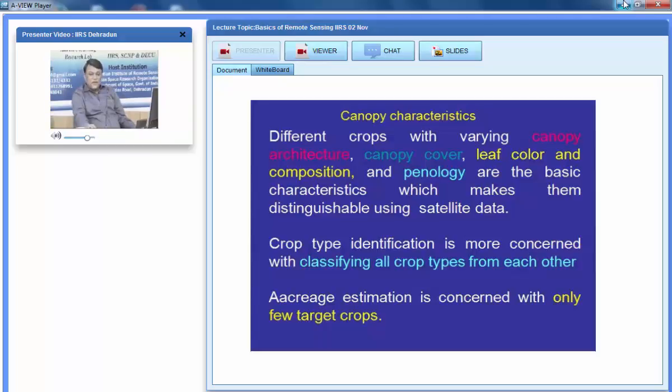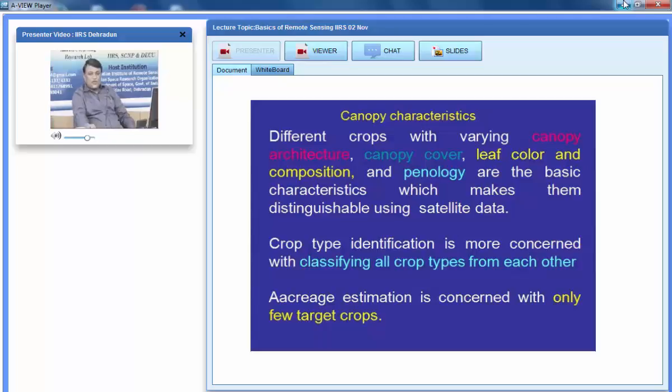Sometimes you will find equivalent growth stages of different crops, which really creates problems in discriminating crops. At the same time, you will find the same crop with different growth stages in the same area, so that also creates a problem. Different growth stages, equivalent growth stages of different crops, or the same crop with different growth stages always create a problem in improving accuracy. This kind of variability can be distinguished with high resolution satellite data to a certain extent.